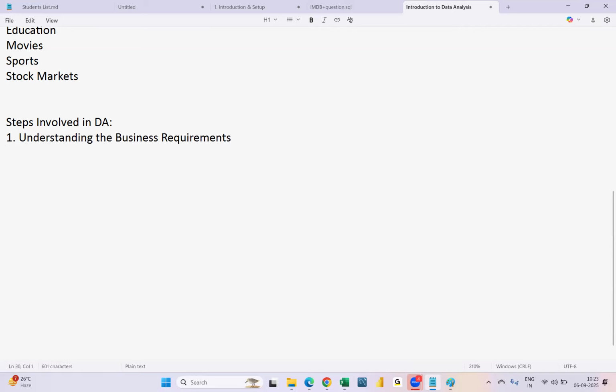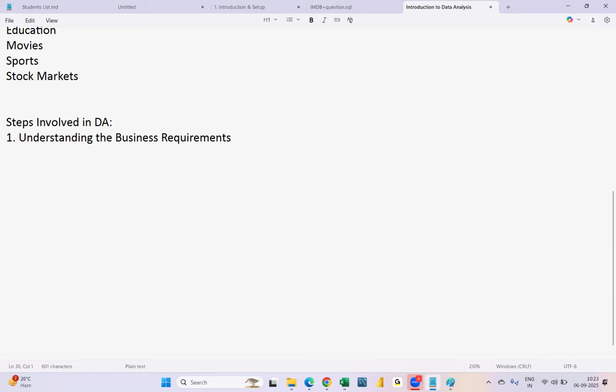Understanding the business requirements is nothing but, suppose you are allocated to a project. What is the project about? Who is the client? What type of business do they do? And also what are they expecting from you in the analysis? The client is expecting you to do some analysis, and you need to understand what type of analysis they're expecting.